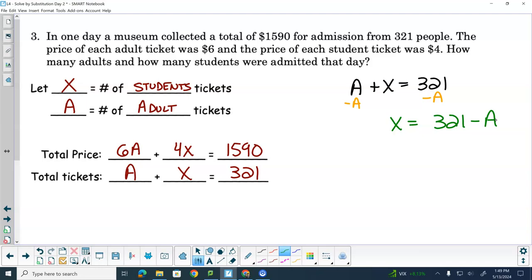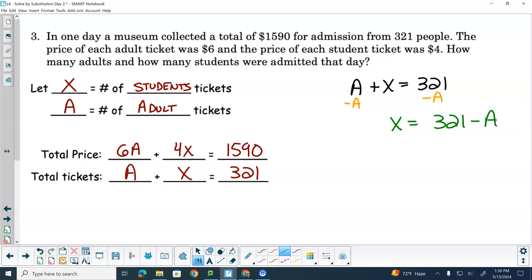Is that good? Why not? You can't have negative people, right? So we can do a check as we're going through this problem. If we get numbers bigger than 321, we did something wrong. If we get a negative number, we did something wrong. See what I'm saying? So we can do that pre-check as we're going along.